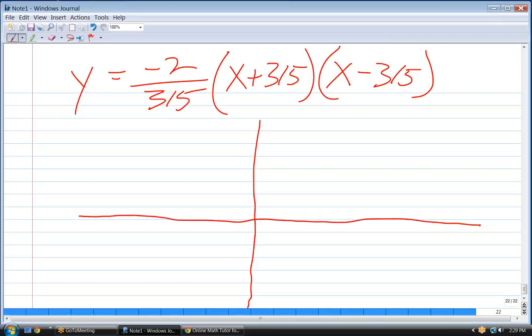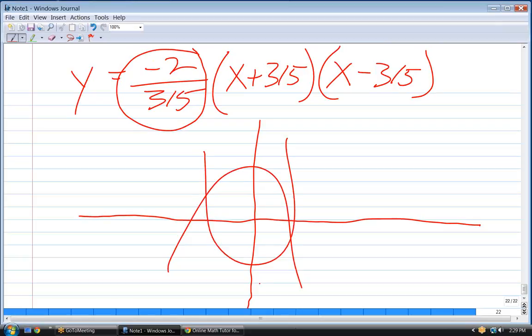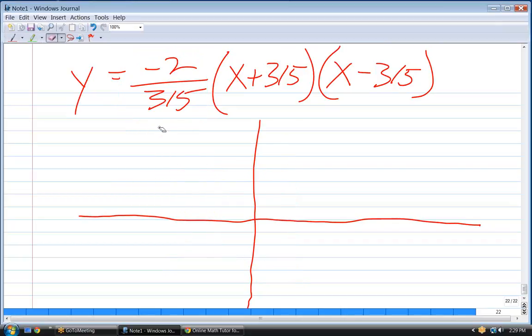Where are my x-intercepts? In other words, first of all, does my parabola point down or up? This is negative. Like an arc. When that's negative, it points down. In other words, it's this kind of a parabola. If it's positive, it points up. So that's the first thing you want to realize about quadratics: does it point up or down?